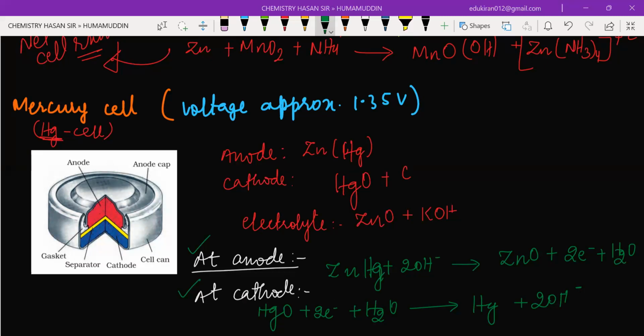Sir, what does amalgam mean? Amalgam is an alloy with mercury. You know solution, right, when you mix. So zinc amalgam: amalgam generally represents a metal when it is mixed with mercury. Okay, sir.